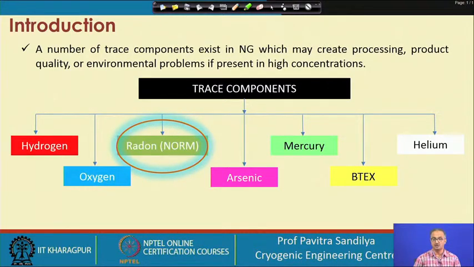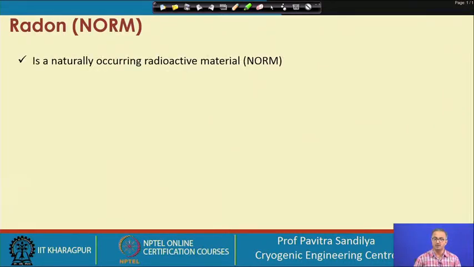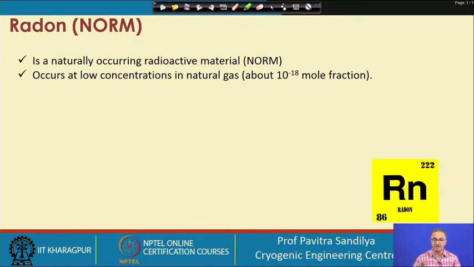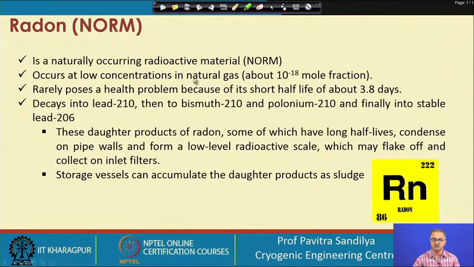Next we come to radon, which is a radioactive material, and its concentration in natural gas is very small, about 10 to the power minus 18 mole fraction. It does not generally cause health problems because it has a short half-life of about 3.8 days. This radon decays into lead 210, then bismuth 210 and polonium 210, and ultimately it goes to a stable lead 206. So these are the in-between radioactive materials which are formed from the radon.